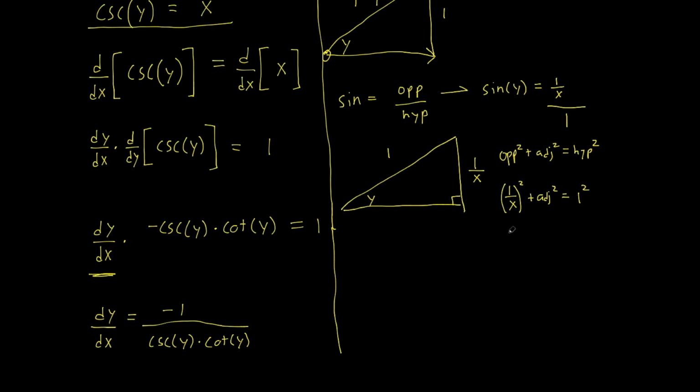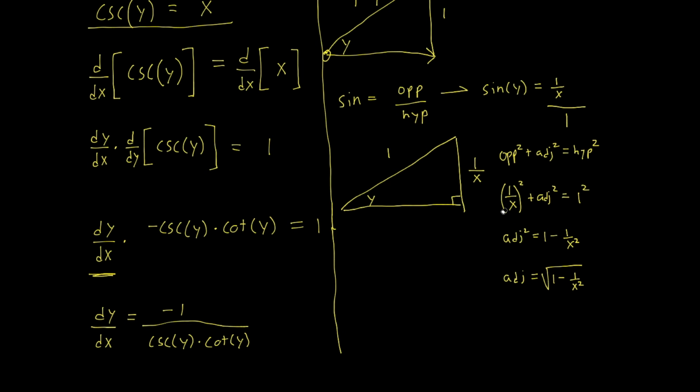So 1 squared. Now we're going to subtract 1 over x squared. So 1 over x in parentheses squared is the same as saying 1 over x squared. So we're going to subtract 1 over x squared from both sides. So adjacent squared equals 1 minus 1 over x squared. Take the square root of both sides. So we have adjacent equals square root of 1 minus 1 over x squared.